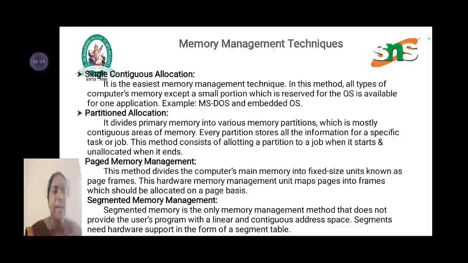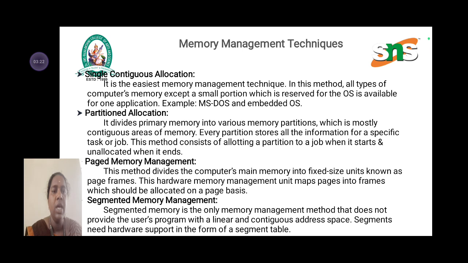Next one is memory management techniques: single contiguous allocation, partition allocation, paged memory management, and segmented memory management. Single contiguous allocation is the easiest memory management technique. In this method, all of the computer's memory except a small portion reserved for the operating system is available for one application. For example, Microsoft DOS and embedded operating systems.